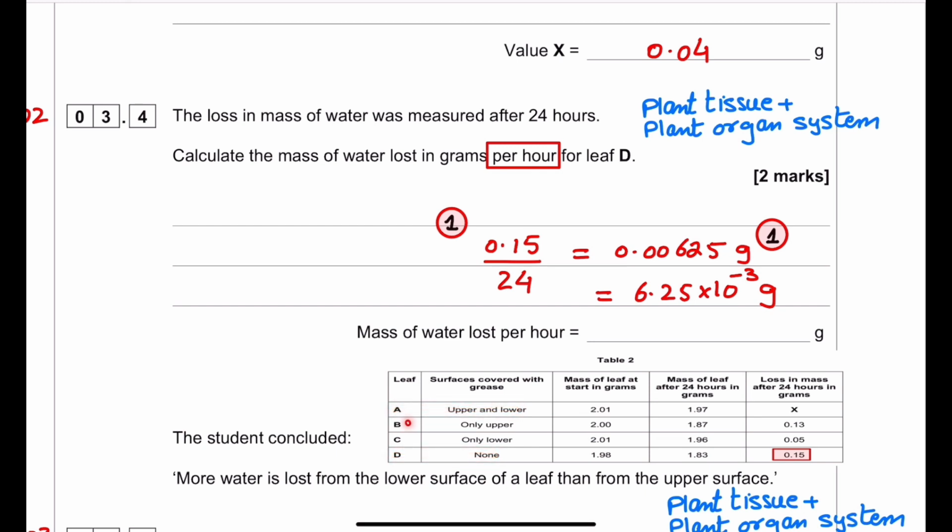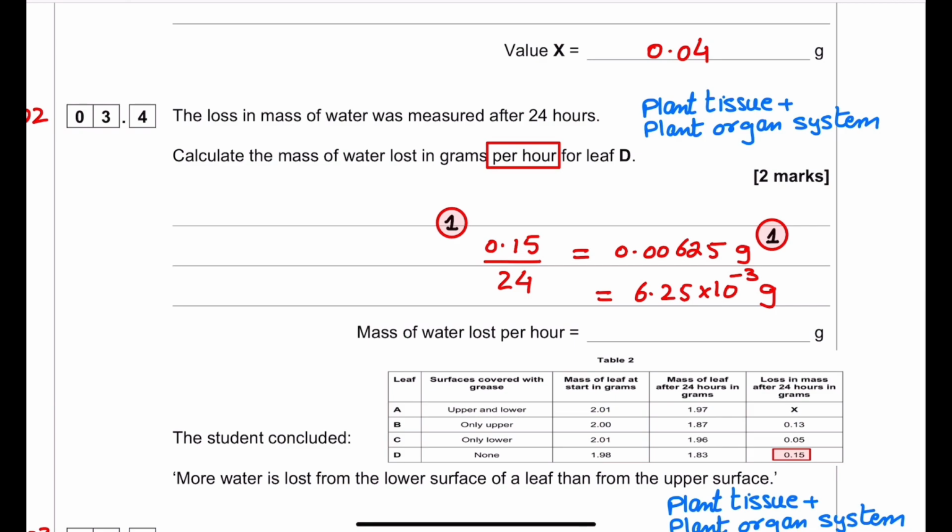If you look here, in leaf number B, the upper surface is covered. In leaf number C, the lower surface is covered. And compare the loss of mass. If the upper surface is covered, there is more loss of mass in leaf number B as compared to leaf number C. It shows that more stomata are present on the lower side of the leaf as compared to the upper side of the leaf.